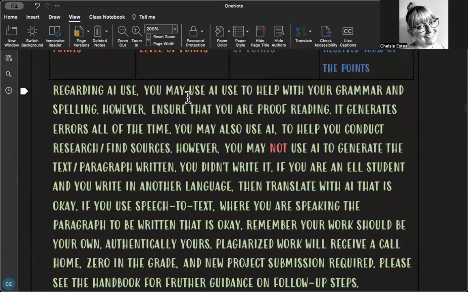Regarding AI use, you may use AI to help with your grammar and spelling. However, ensure that you are proofreading. Even something like Grammarly, half of it I don't use. So that is something to take a look at. It generates errors all of the time. You may also use AI to help you conduct research and find sources. Generative AI is something Google has automatically built in on my Google Chrome. However, you may not use AI to generate the text or paragraph written.